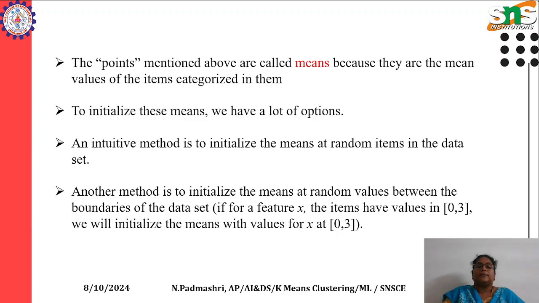To find the mean value, or initialize the mean, we have so many options. An intuitive method is to initialize the means with random items present in the data set. Another method is to initialize the mean at a random value between the boundaries of the data set. As I already said, if the feature x has items with values 0 to 3, the starting and end points will initialize the mean value of x as 0, 3.